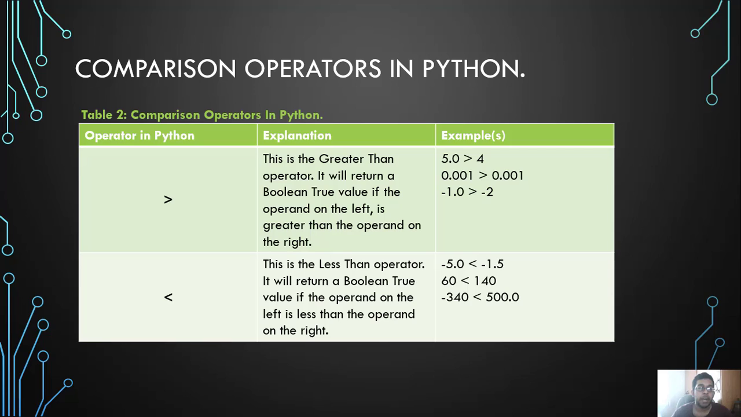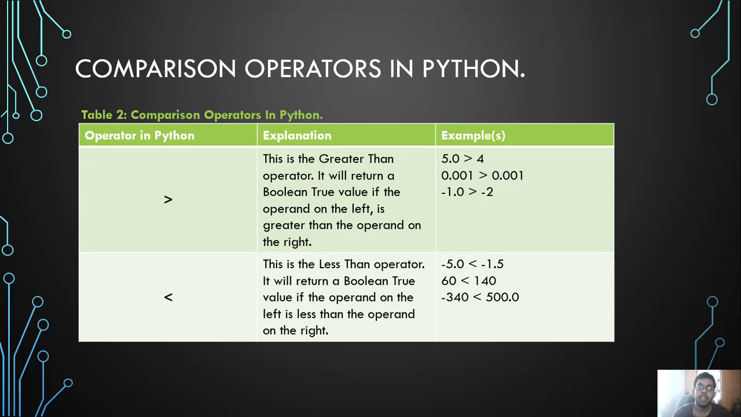Comparison operators in Python, Table 2. Operator in Python, explanation, examples. Greater than. This is the greater than operator. It will return a Boolean true value if the operand on the left is greater than the operand on the right. 5.0 greater than 4. 0.001 is greater than 0.001. Negative 1.0 is greater than negative 2.